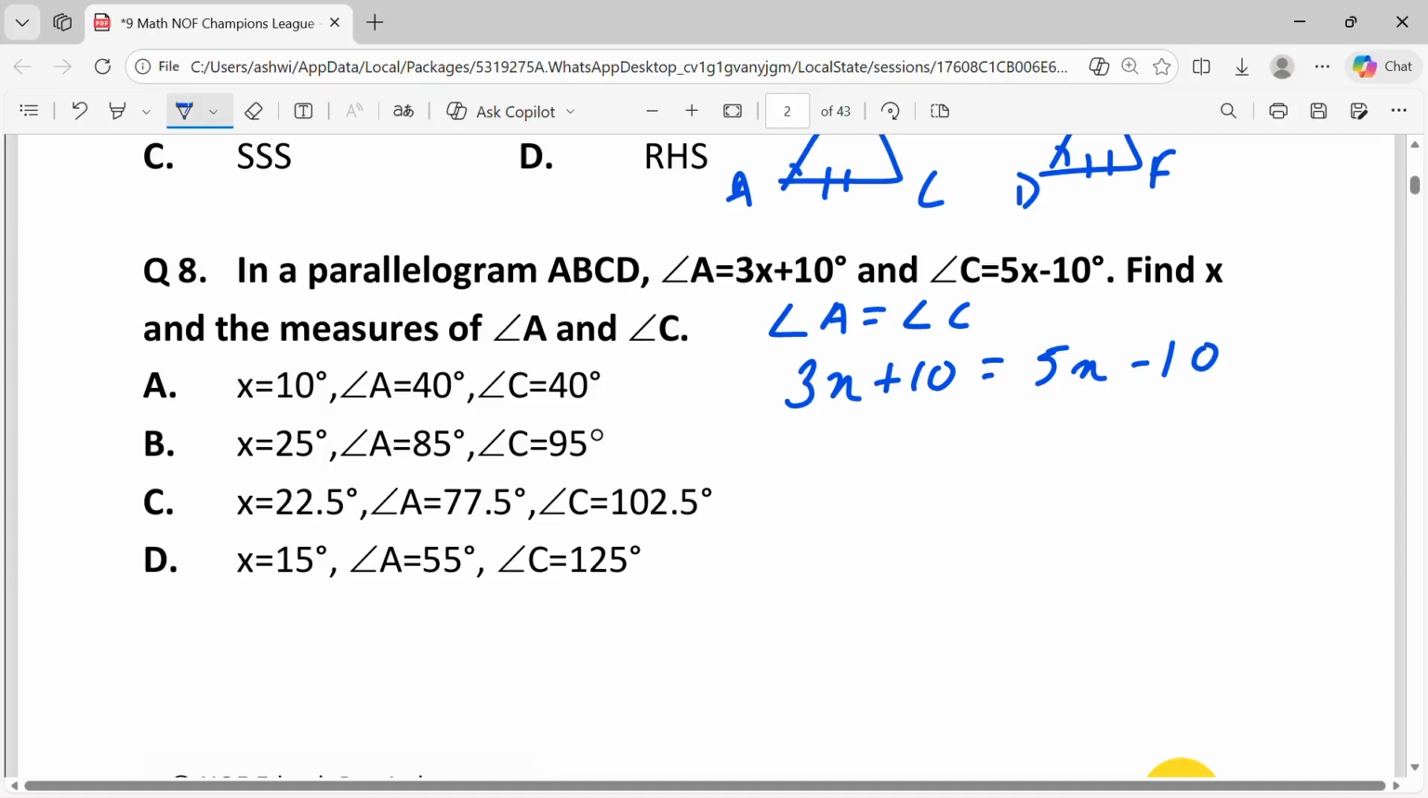Bringing the variables on one side, that is 20 is equal to 8x. Sorry, 20 is equal to 2x. So x is equal to 10.